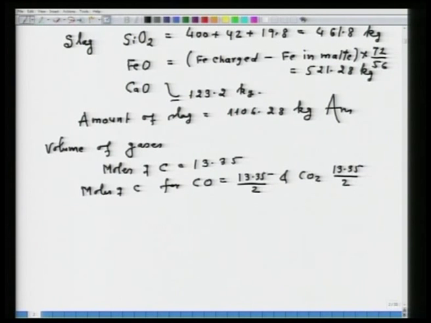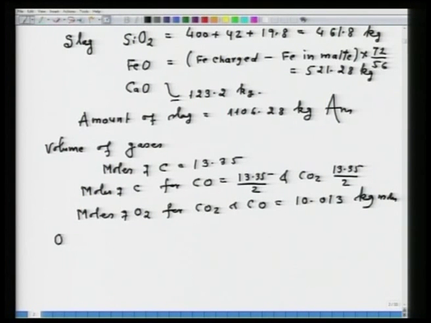Then I can find out the moles of oxygen for CO2 and moles of oxygen for CO. So, moles of O2 for CO2 and CO will be 10.013 kg moles.